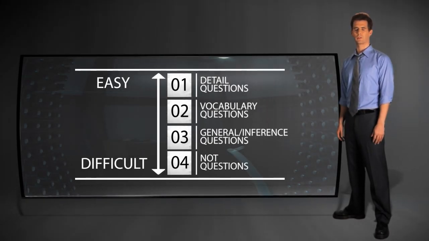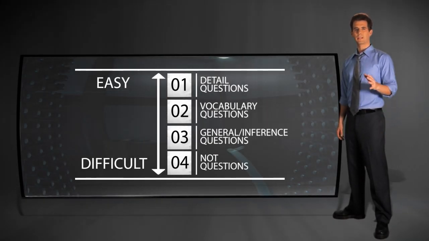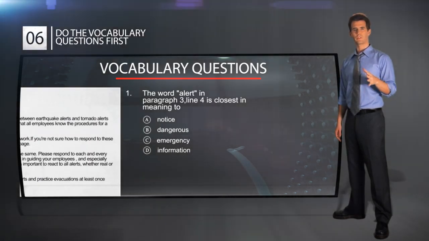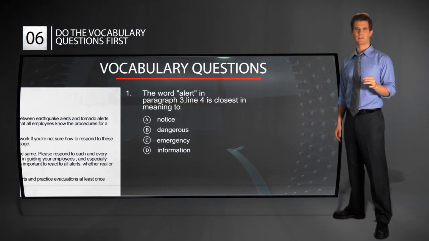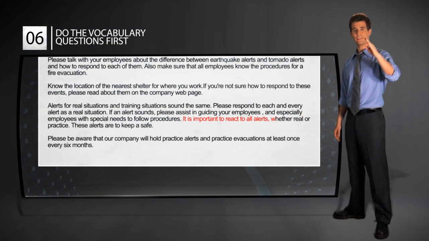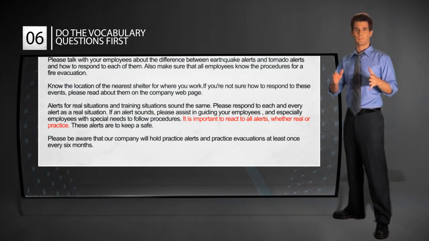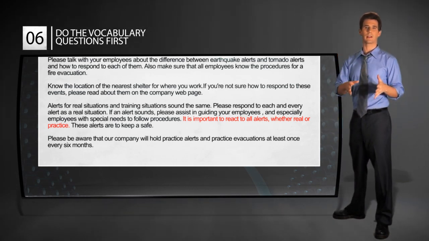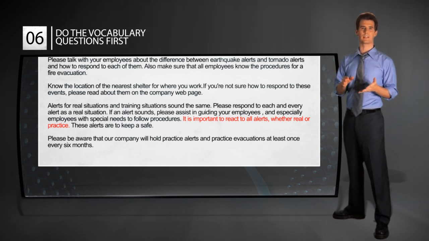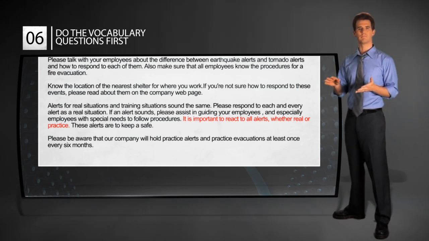Next, vocabulary questions. Next, what we want to do are the vocabulary questions. When you see a vocabulary question, first find the sentence that the question talks about in the short reading. Usually the question will say, paragraph 3, line 4. Find that sentence and read it.